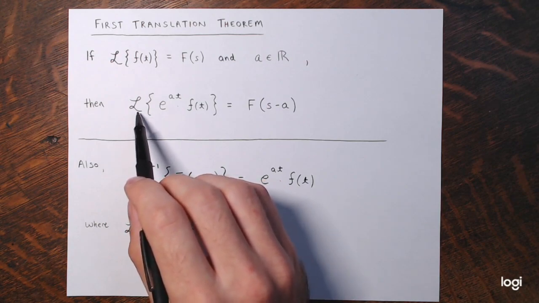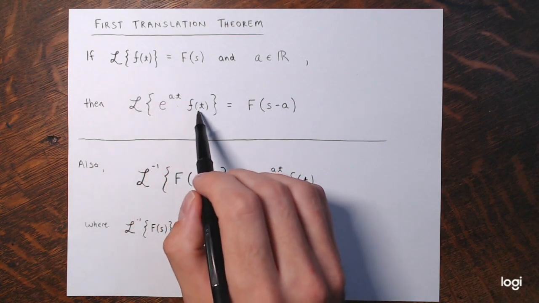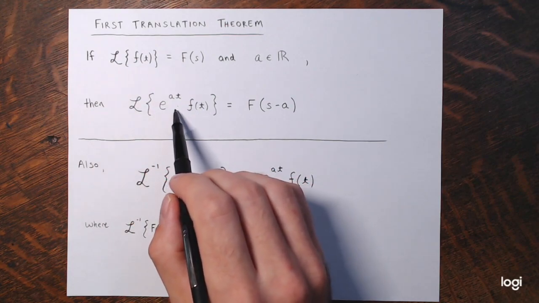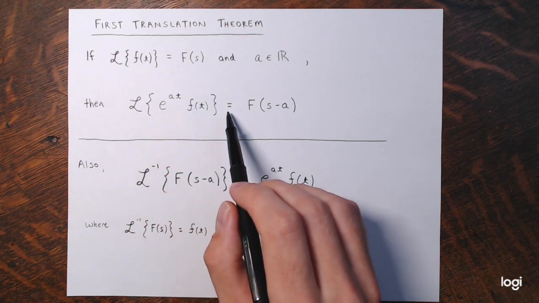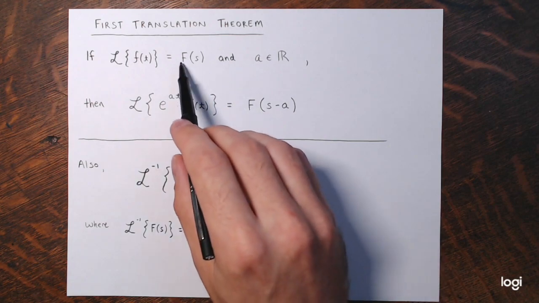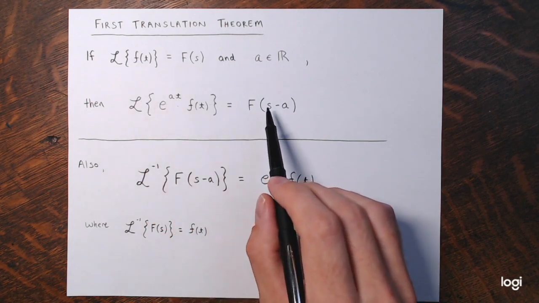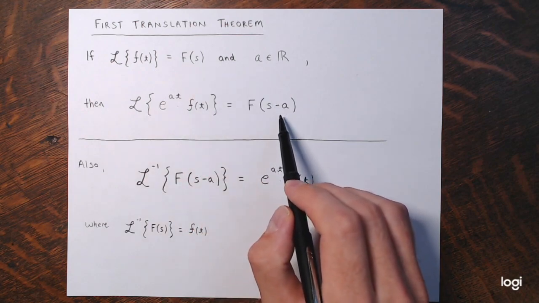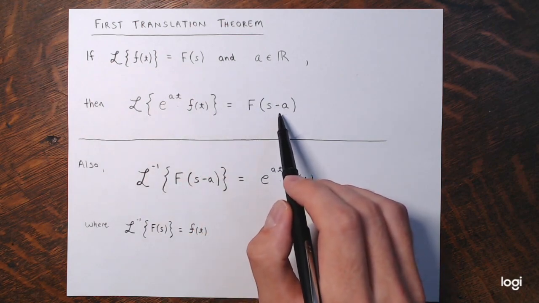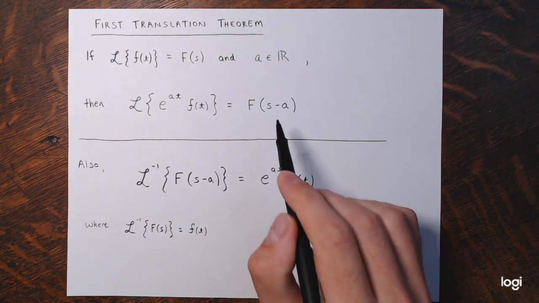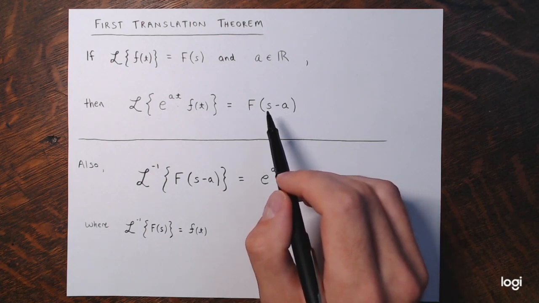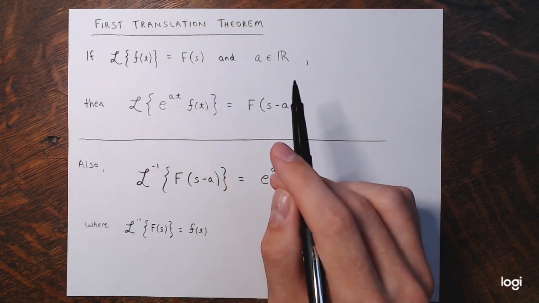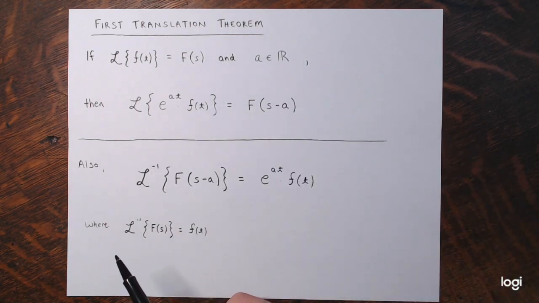The Laplace transform of that function of t, f of t, times e to the at, this exponential, is equivalent to the Laplace transform of f, but where s is replaced by s minus a, so capital F of s minus a. Thus the translation along the s-axis, right? s gets replaced by s minus a, causing a shift of a units on the s-axis.